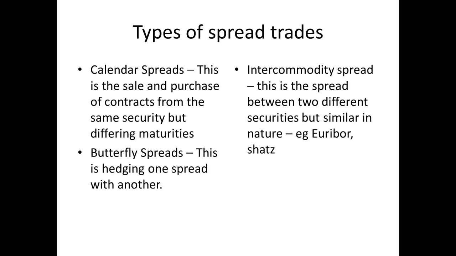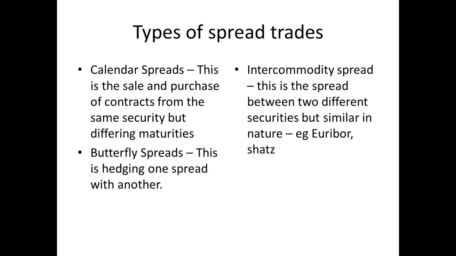So what type of spread trades are there? Well, one of the most familiar spread trades is using calendar spreads. This is a sale and purchase of contracts from the same security but differing maturities. We also have butterfly spreads, which is the sale and purchase of spreads within the same underlying security.